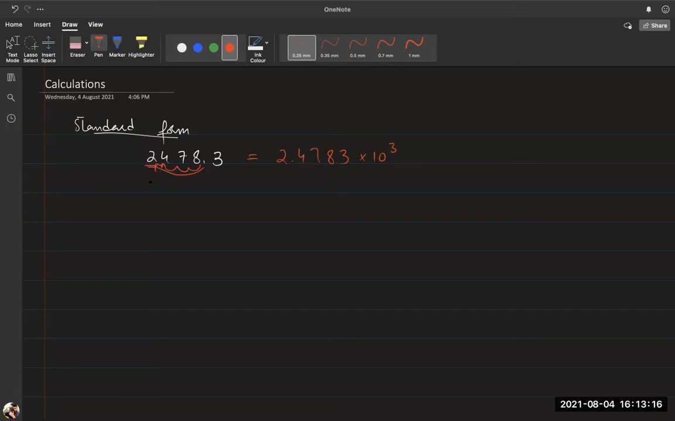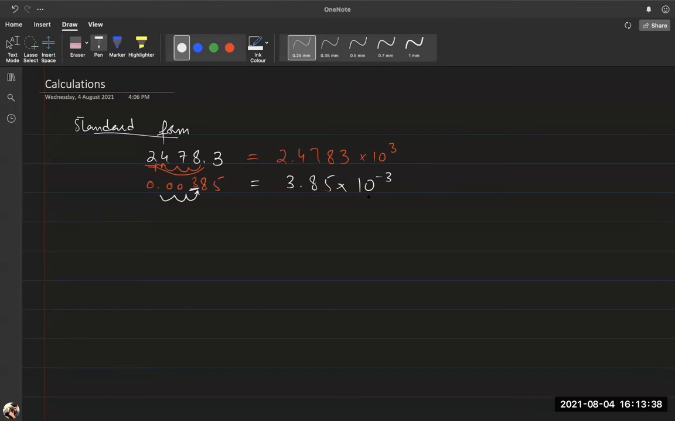Similarly, if I had something like 0.00385, this is not in standard form. If I wanted to bring it to standard form, I will need to move this 1, 2, and 3. Why? Because this is my significant number. So this will be 3.85. But how many steps have I moved it? 1, 2, 3. So if you're moving it to the right, you put -3.